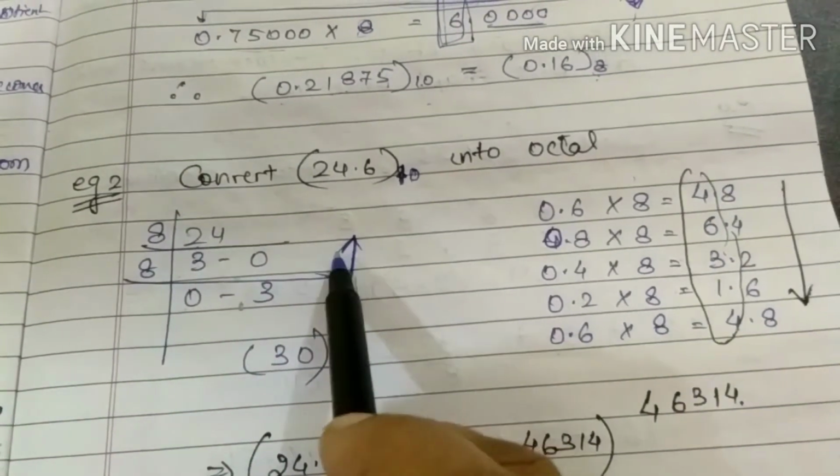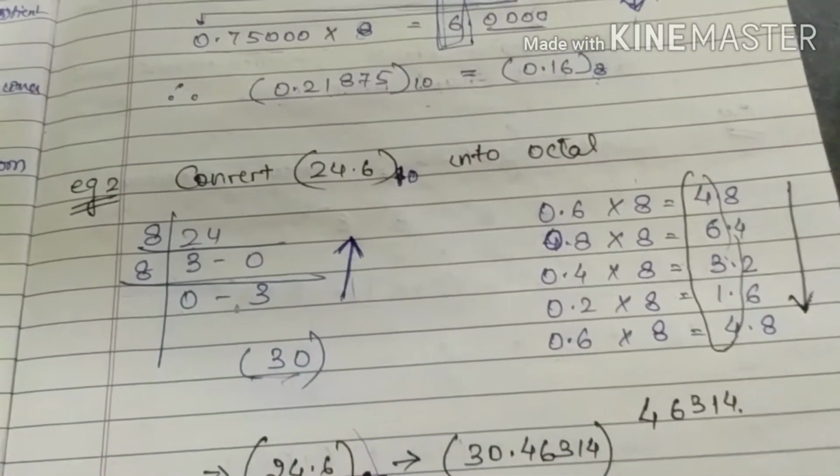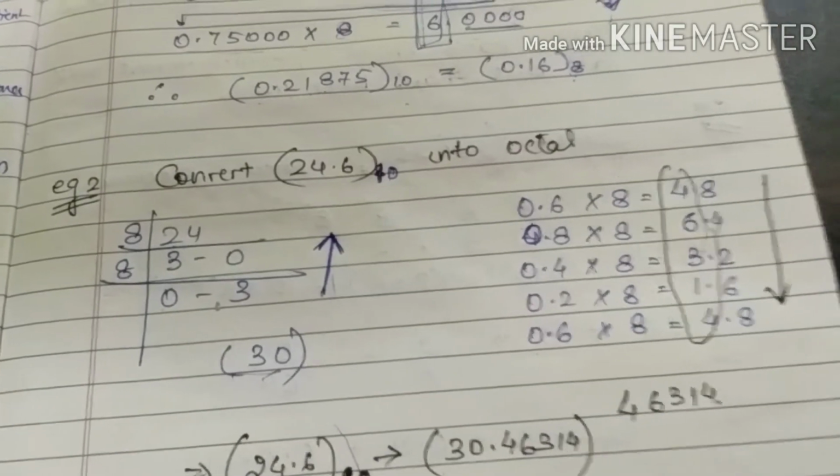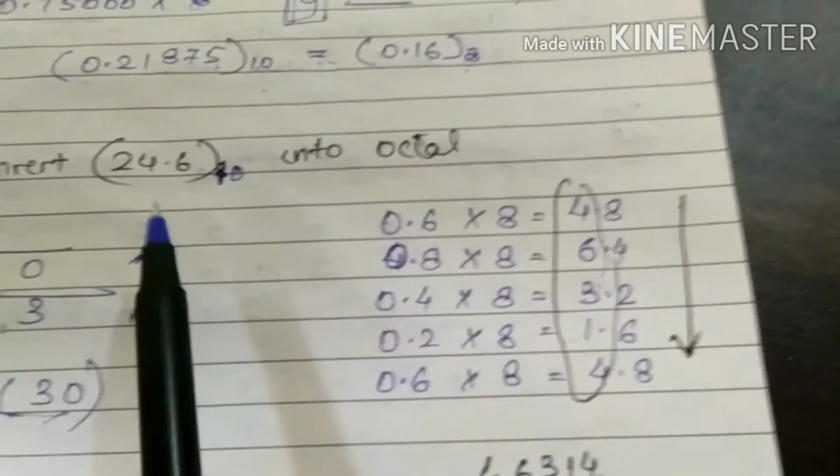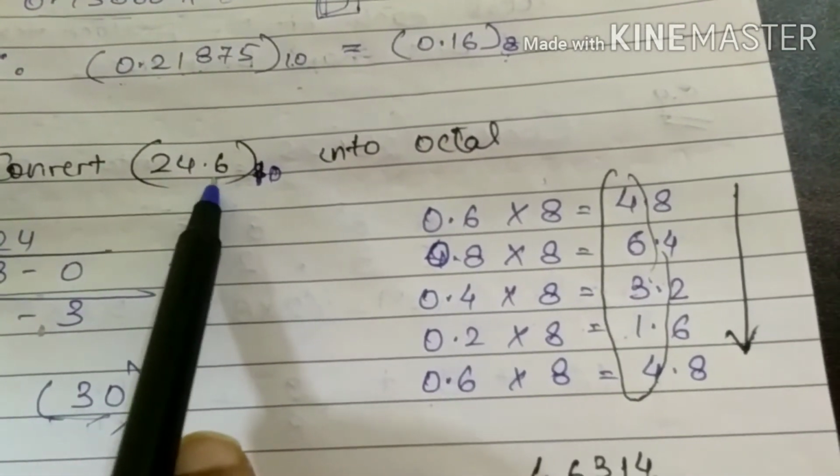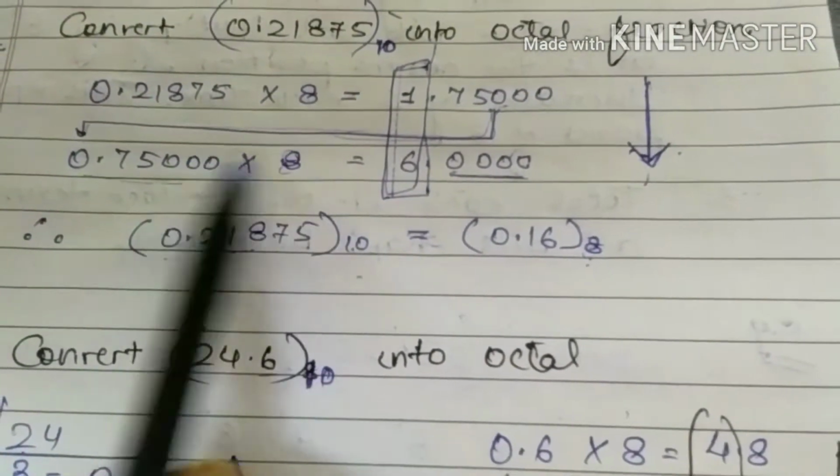So it is easier. So the number will be what? 30. That is your octal equivalent. Now this is the decimal part. The process will be the same which we have done here.